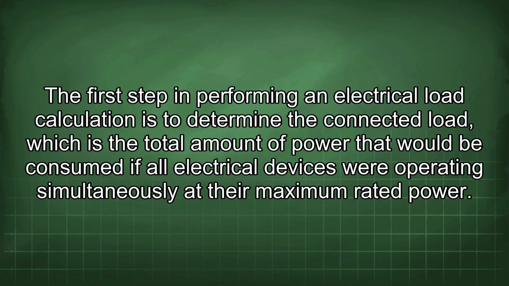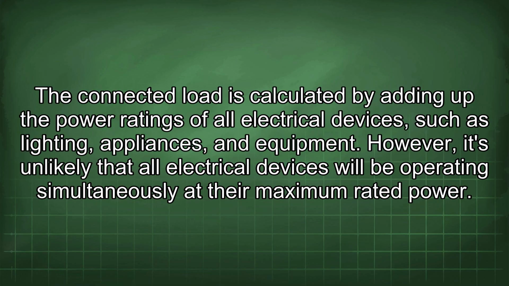The first step in performing an electrical load calculation is to determine the connected load, which is the total amount of power that would be consumed if all electrical devices were operating simultaneously at the maximum rated power. The connected load is calculated by adding up the power ratings of all electrical devices, such as lighting, appliances, and equipment. However, it's unlikely that all electrical devices will be operating simultaneously at their maximum rated power.